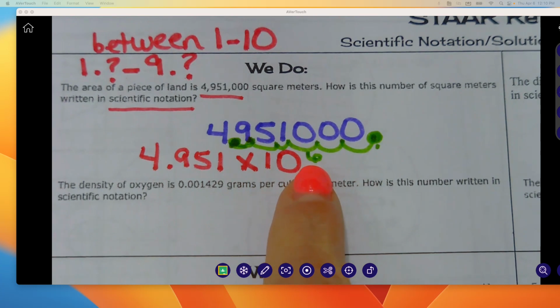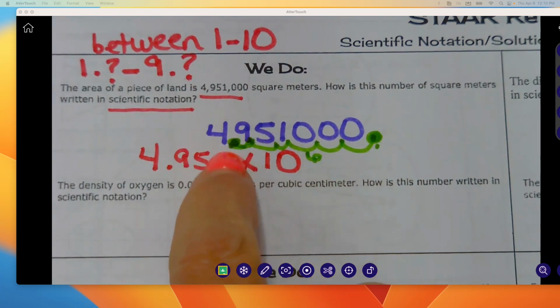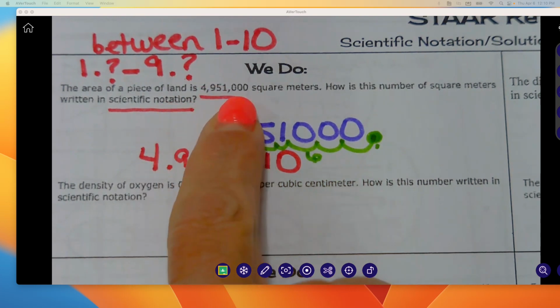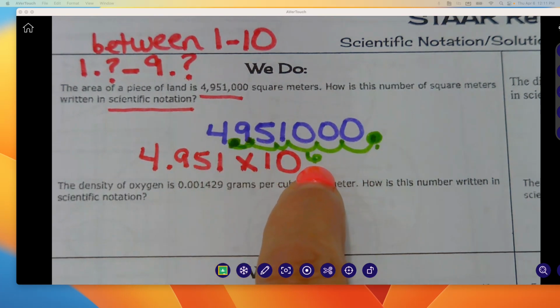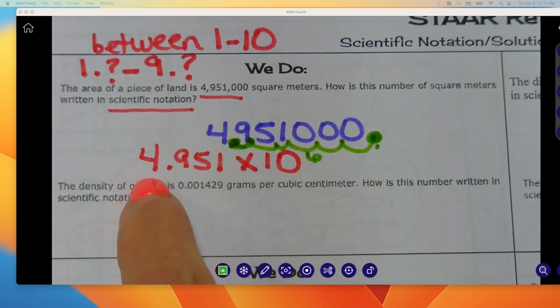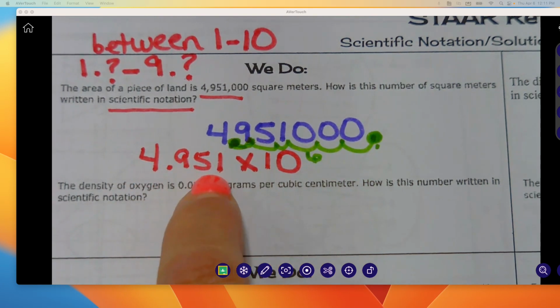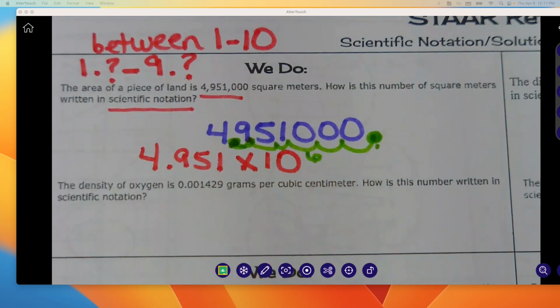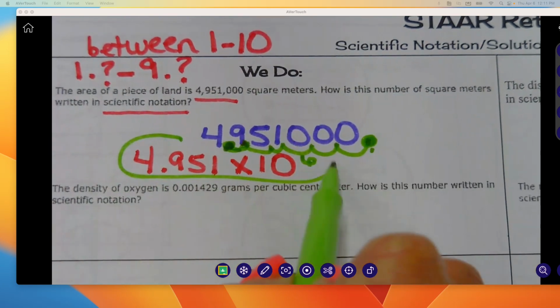Now, to determine if this 6 is going to be positive or negative, I'm going to look at the original number, 4,951,000. Guys, that number is way big. Okay, it is a lot bigger than 1. So that tells me that this exponent's going to be a positive. I went from 4.951, and when I multiply it, it got bigger. So my exponent is positive.